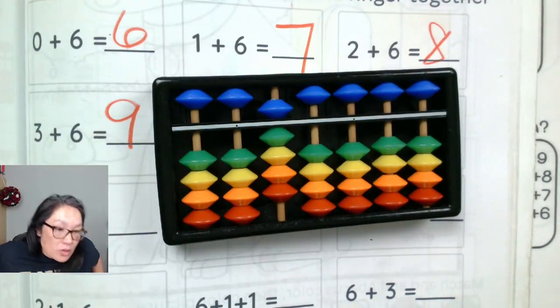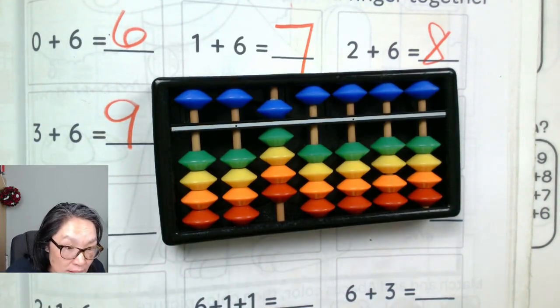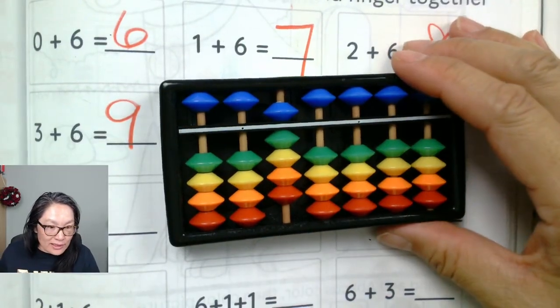Okay, so the next thing to do is what happens when there's not enough beads. That's the next question, right? The next question is what happens when there's not enough beads? When does that ever happen?